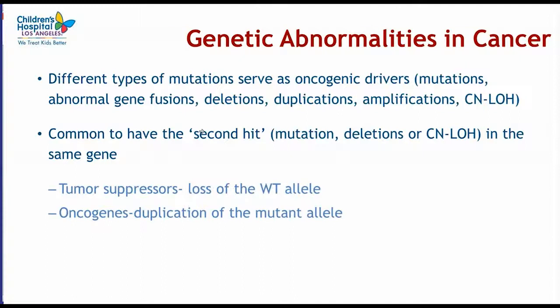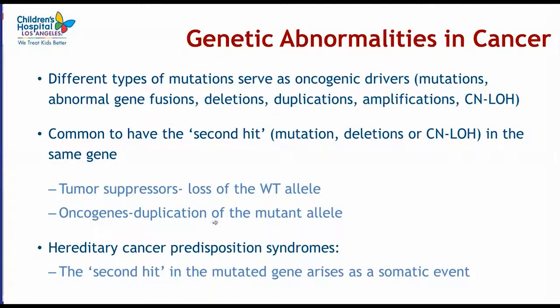It is also very common to have two hits in the same gene. In tumor suppressor genes, you have the second hit that results in a loss of the wild-type allele and complete inactivation of that tumor suppressor. And in oncogenes, you often have duplication of the mutant allele as a part of tumor evolution. These two hits are also typical for cases of hereditary cancer predisposition, where the first hit is a germline change and the second is a somatic change in the tumor sample. But often when you have these two hits, they represent different types of mutations. So the first one could be a sequence mutation, and the second would be a deletion or copy neutral LOH.